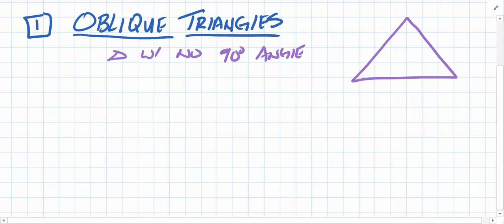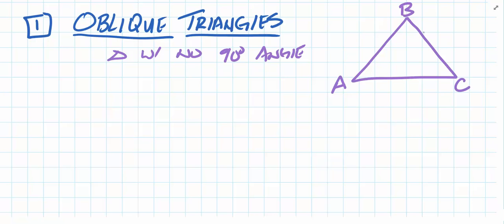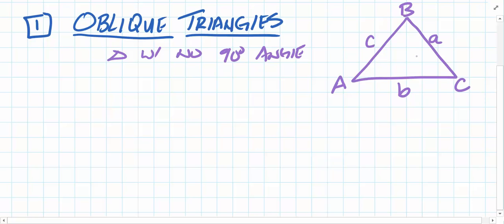Well, we have to use something called the law of sines or the law of cosines, right? Now, the way the book introduces oblique triangles is they give you three angles, and they use capital letters to denote the three angles, so A, B, and C, and they use lowercase letters to denote the sides, and the sides are always across the angle. So, for example, little a is going to represent the side that's across from angle A. Little b is going to represent the side that's across from angle B, and little c is going to represent the side that's across from angle C. Does that make sense? Okay, so that's how the book sets up everything. You need to know that.